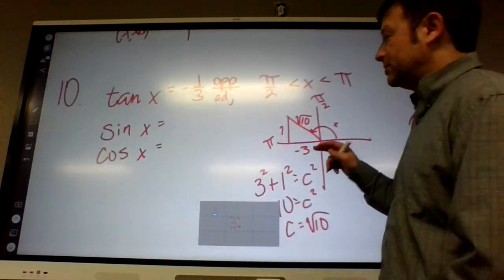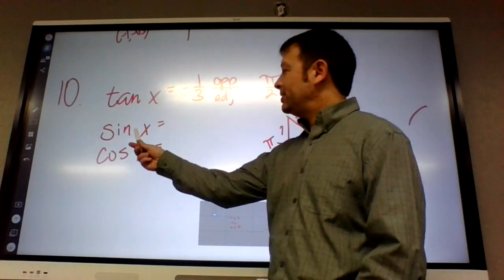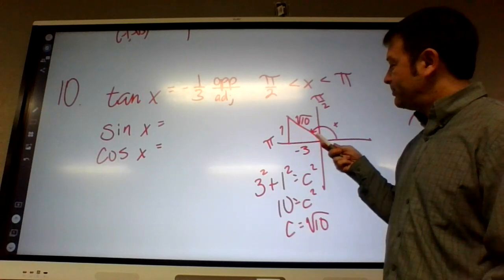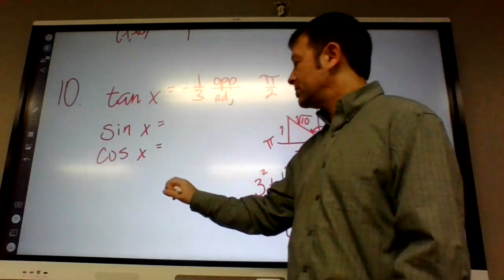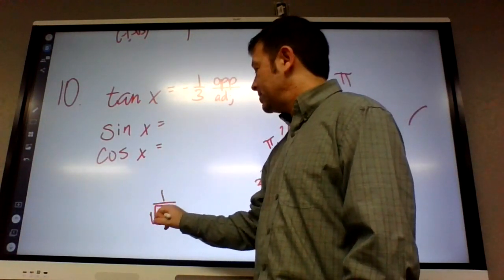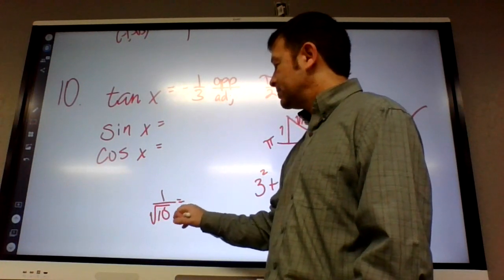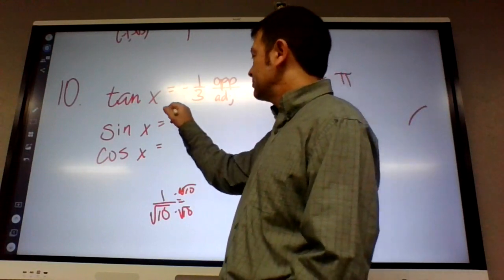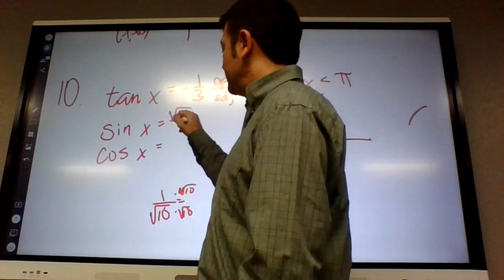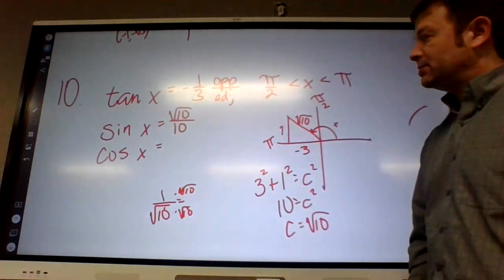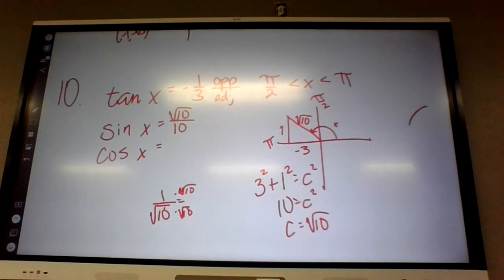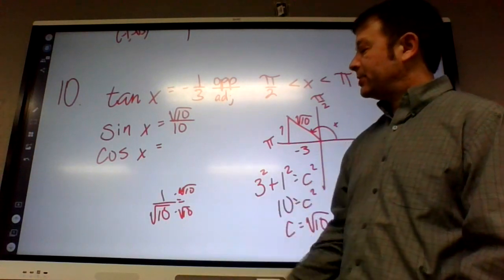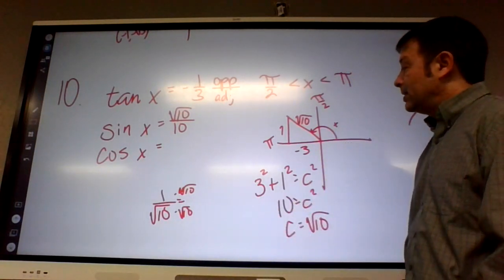Anyways, so sine is opposite over hypotenuse. What's the opposite? 1. What's the hypotenuse? Square root of 10. But 1 over square root of 10 is going to change into square root of 10 over 10. They don't like you to leave square roots in the denominator. So the calculator will do it automatically here. It's not too hard to fix. Just multiply top and bottom by square root of 10.